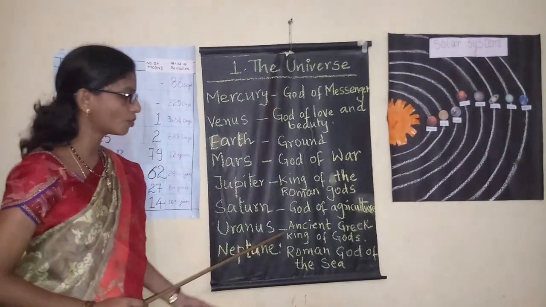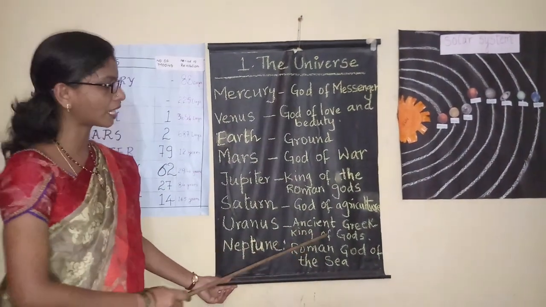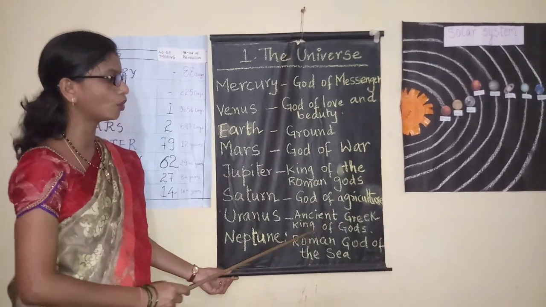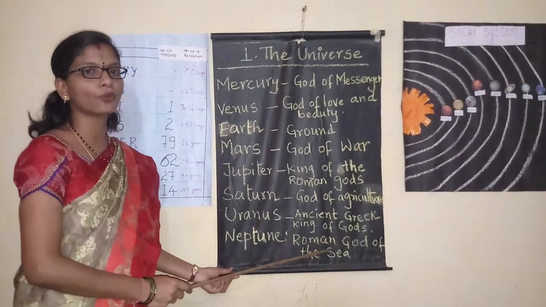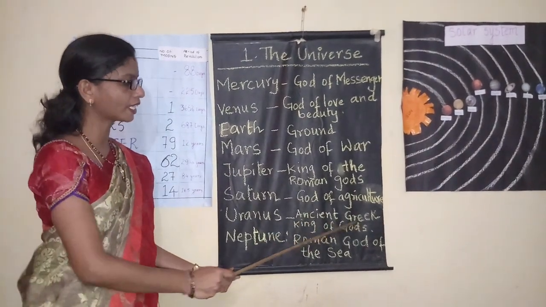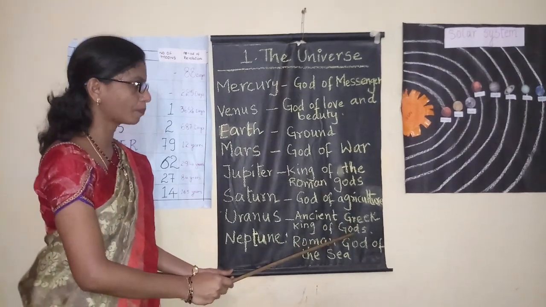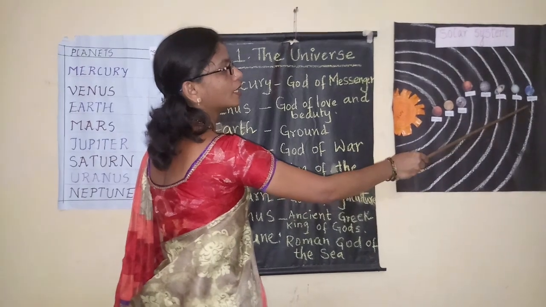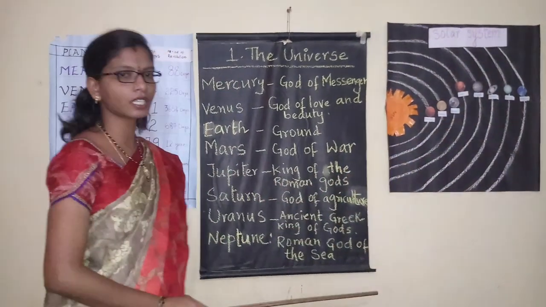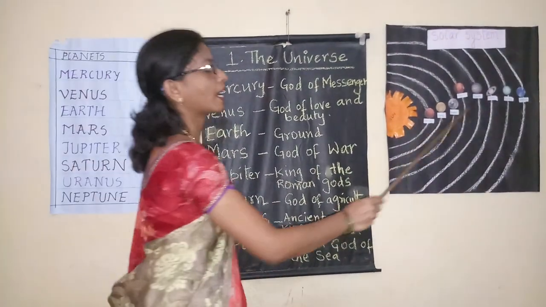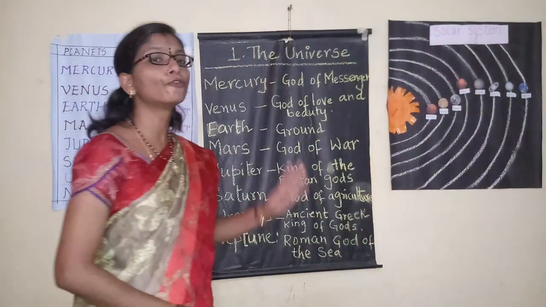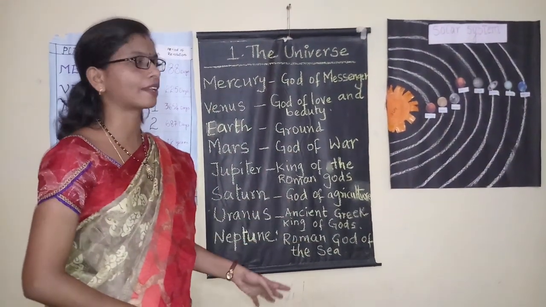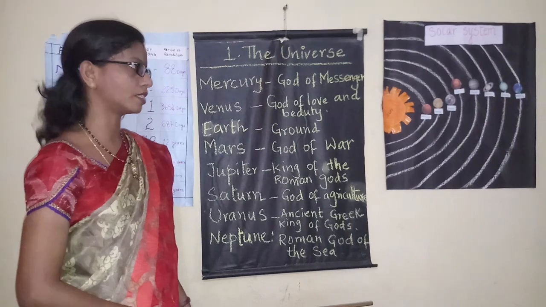Uranus is known as the ancient Greek king of gods. And the last, eighth planet in the solar system is Neptune. It is the eighth planet as well as the fourth largest planet of the solar system.